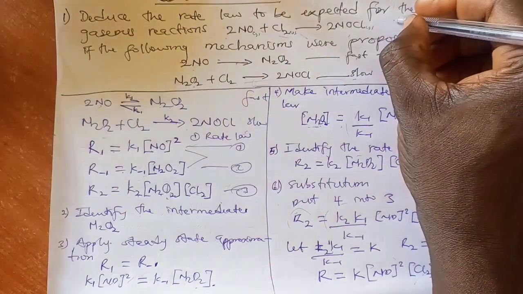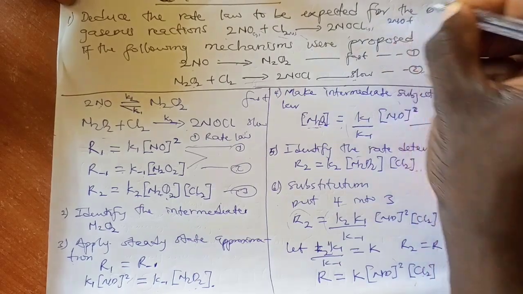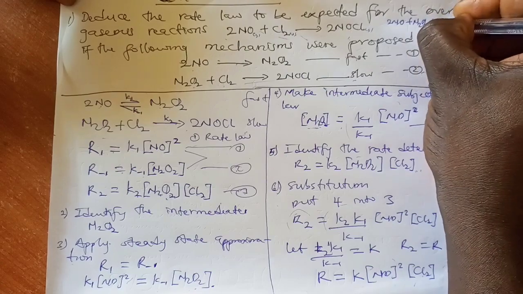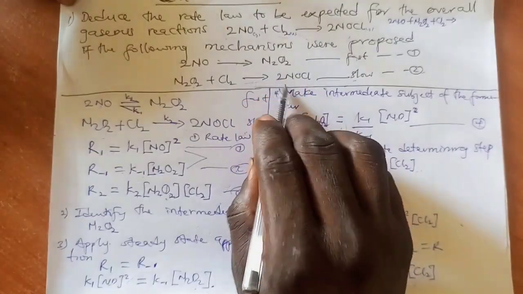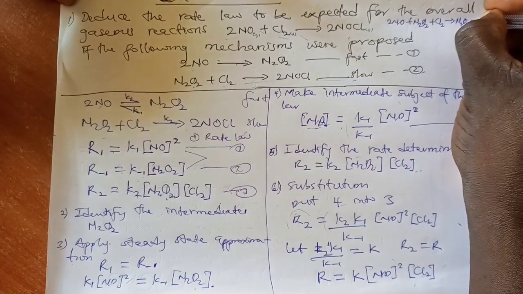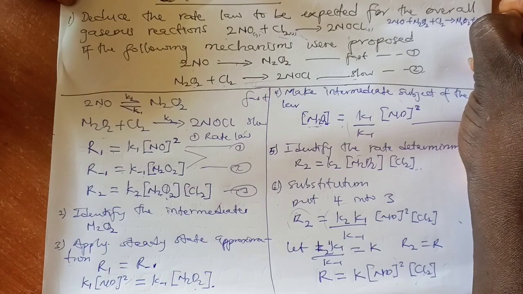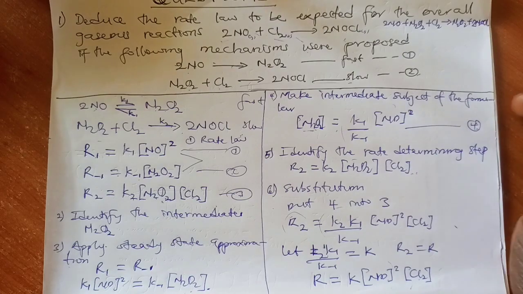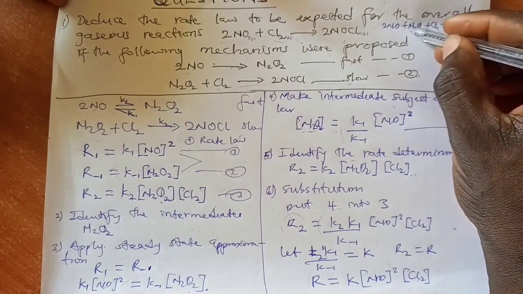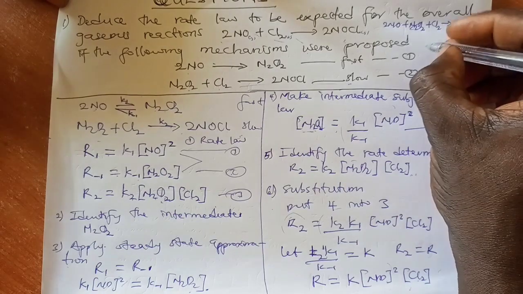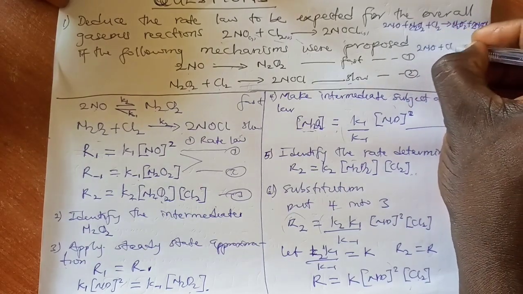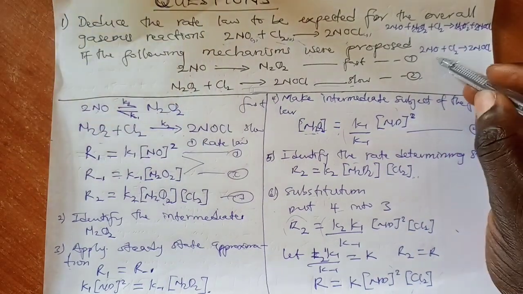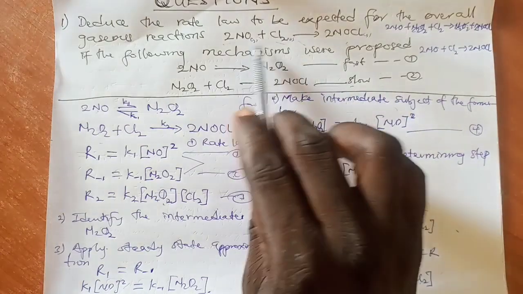You get the overall reaction. Let me just introduce it here. Look at this. I am adding this, which is 2NO plus this reactant here, N2O2 plus Cl2 will give me what? N2O2 plus what? 2NOCl. You see what I get here now? I hope this is visible for you. My handwriting is small. N2O2 will cancel N2O2, so that I will be left with what now? 2NO plus Cl2 to give me what now? 2NOCl. Remember, this is our rate and this is our overall reaction.